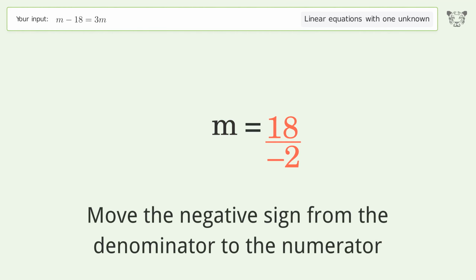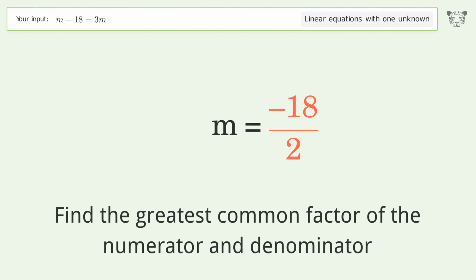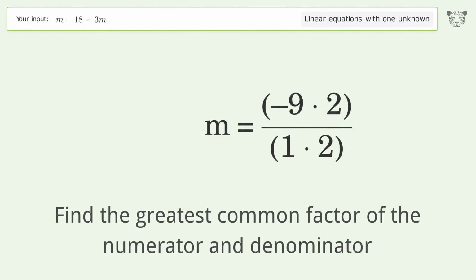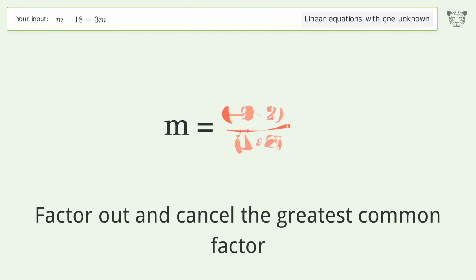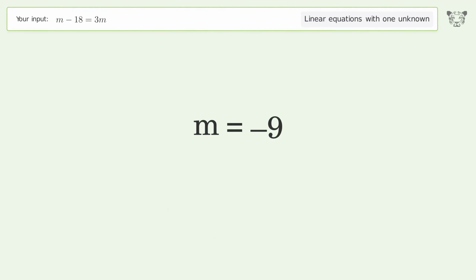Move the negative sign from the denominator to the numerator. Find the greatest common factor of the numerator and denominator. Factor out and cancel the greatest common factor. And so the final result is m equals -9.